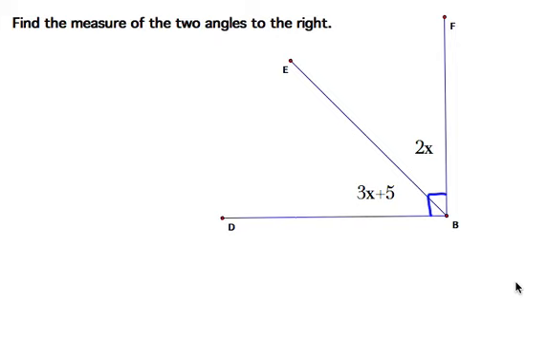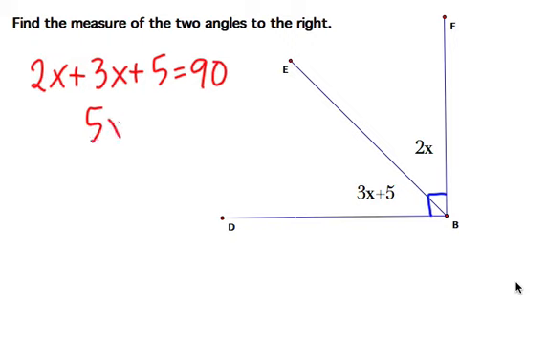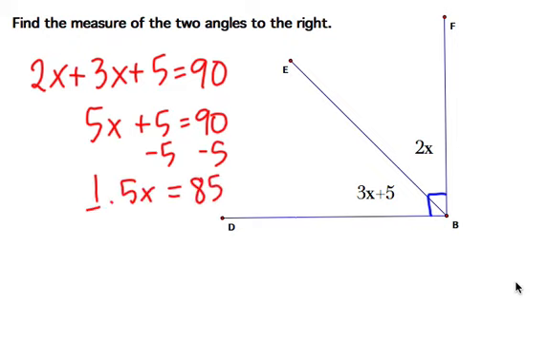All right, so we know they add up to 90, so I'm just going to add them up. 2 angles add up to 90. And then go ahead and do it out. Simplify your work. Then start adding the opposite. All right, so you end up with x is 17.